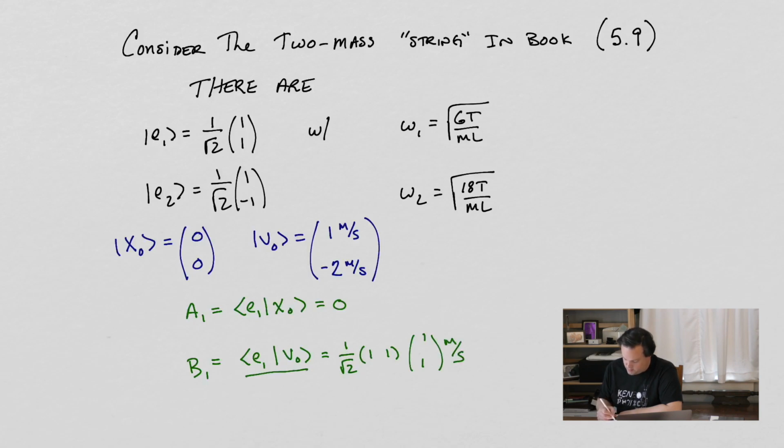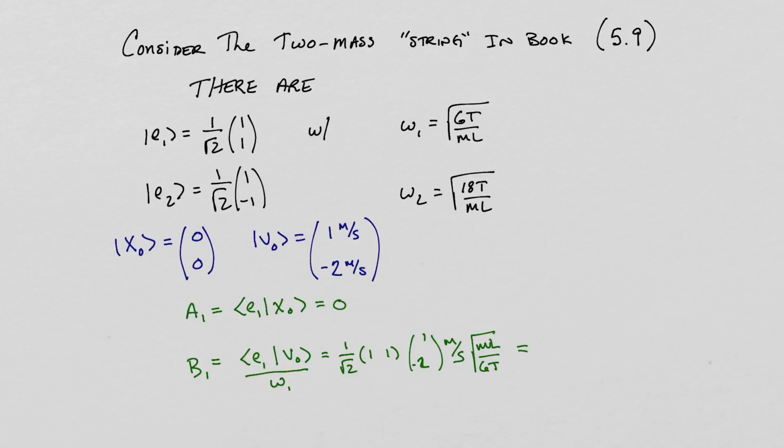Oh, I almost forgot about the over omega 1, right? And then I'm going to do 1 minus 2 meters per second, and then I have to divide that by omega 1, which is the square root of ml over 6t, right? And this dot product isn't hard to do. 1 times 1 is 1, minus 2 is minus 1. There's a square root 2, so that makes that a 12. So it's minus 1, let's see, ml over 12t meters per second.